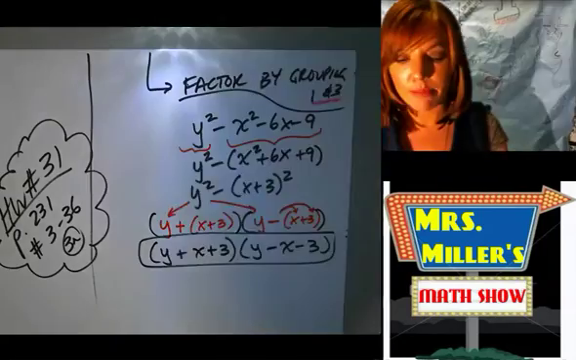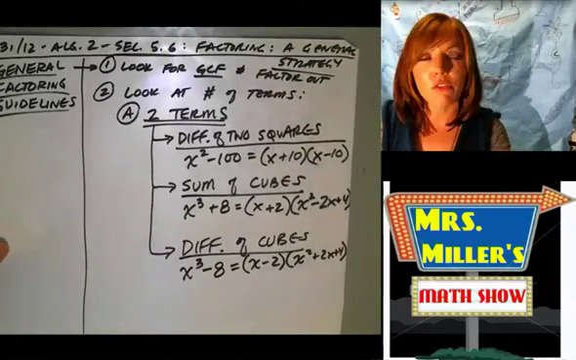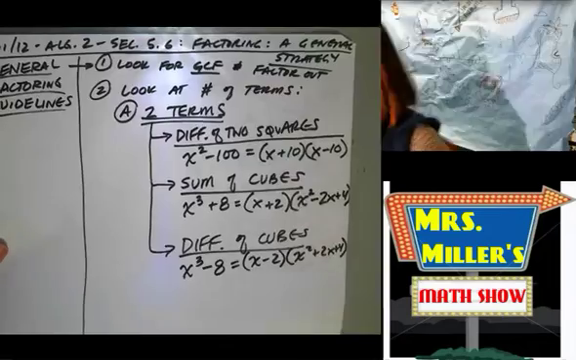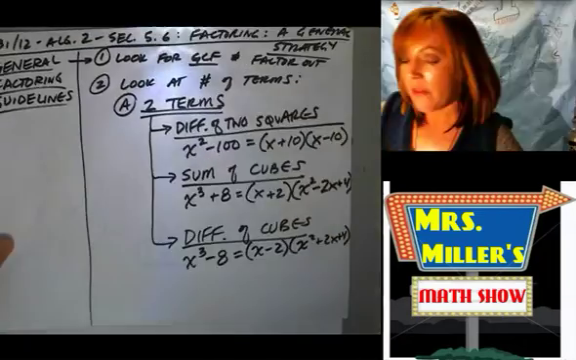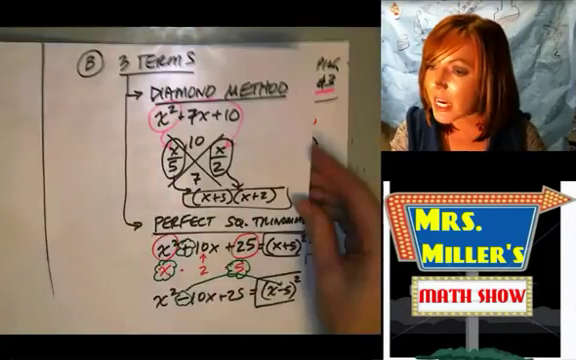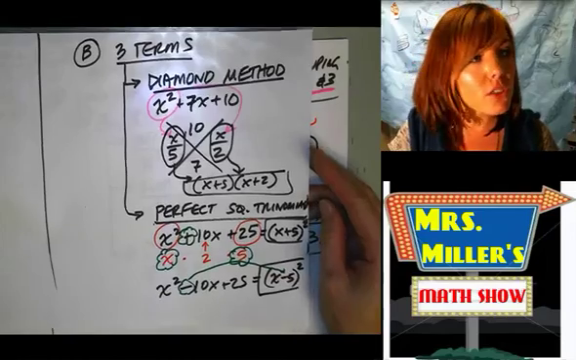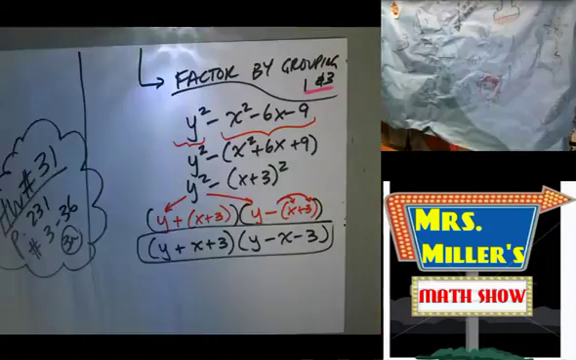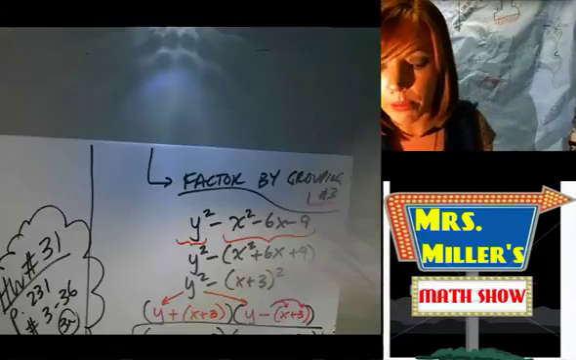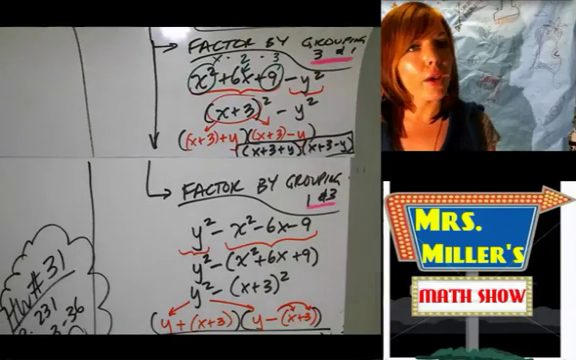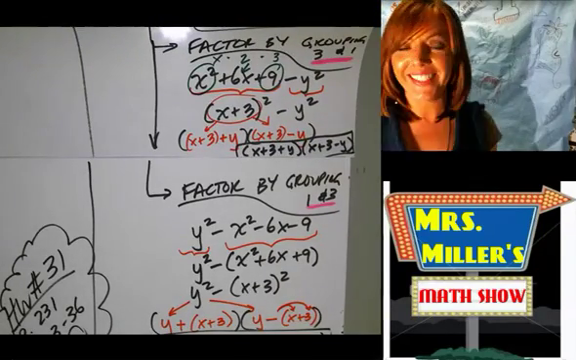Difference of 2 squares, sum of cubes, difference of cubes. If you don't have 2, but if you have 3, then you're going to be using the diamond method or perfect square trinomials. And if you have 4, you are using one of the 3 types of factor by grouping that we just went through. Okay? All right. Everybody go ahead and start on your homework.